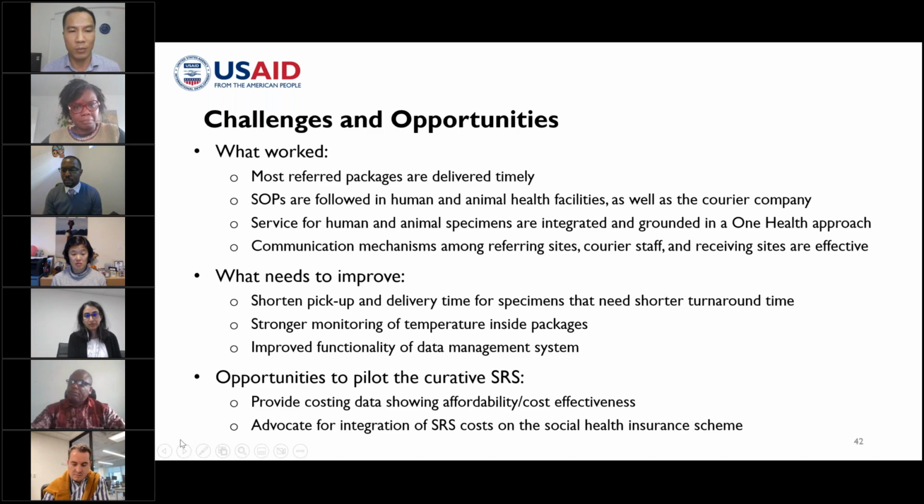But there are still things to improve, including the pickup and delivery time. It needs to be shortened for some urgent or special purposes where they want a turnaround time of results within 1 day or within daytime, for example for animal health checking, for commercial purposes or some other purpose. And stronger monitoring of temperature needs to be done, and also improved functionality of the data management system.